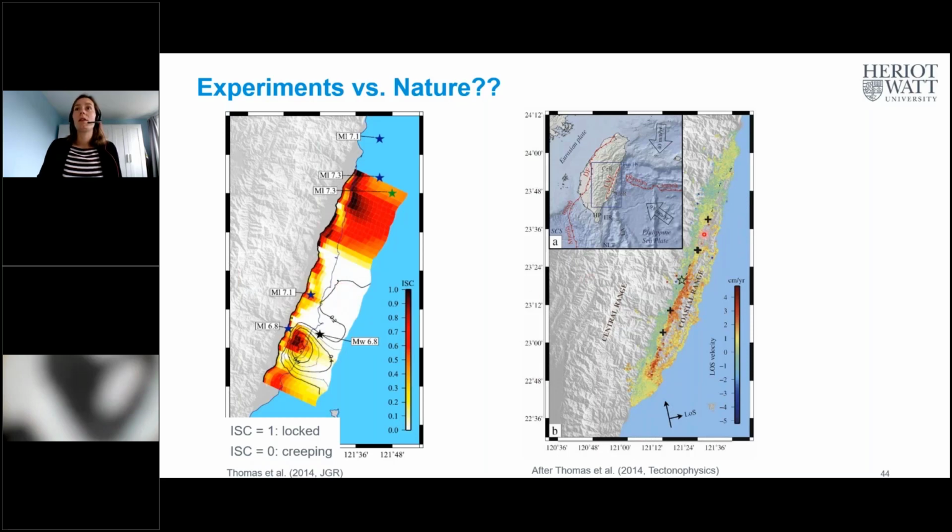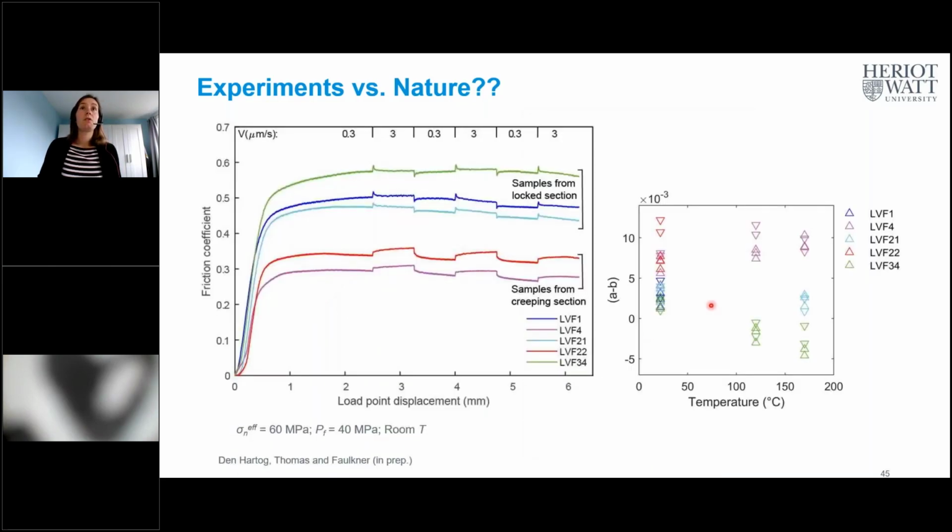So what we did in this study is we took 3 samples from the northern locked part and 2 samples from the southern creeping part, and we performed experiments on those samples. To our surprise, we found that samples from the locked section are stronger than samples from the creeping section, and they also show these pronounced peaks upon steps in the slip velocity. The samples from the creeping section don't show that. So there's quite a clear distinction between samples from the locked section versus samples from the creeping section.